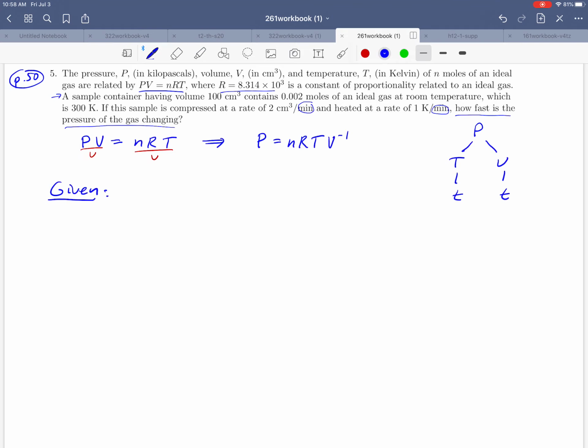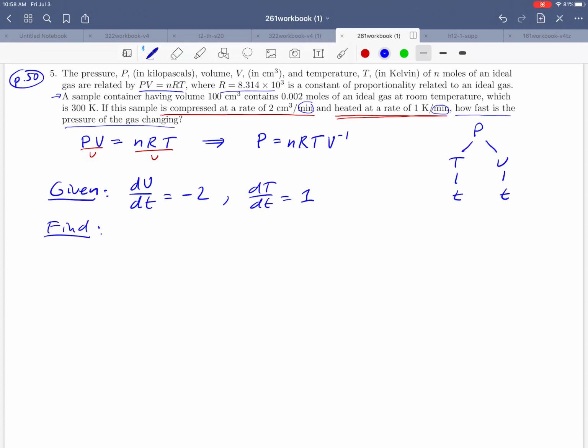All right, so let's take a minute just to write down what we're given here. Okay, and I'm looking kind of at the last sentence up here. So one thing they tell us is that the gas is compressed at a rate of 2 cubic centimeters per minute. Notice that that's a rate of change of volume that they're giving us. Okay, so dV/dt, the rate at which volume changes, is negative 2 because it's being compressed. That's a negative rate of change. Okay, and then another piece of information is this. It's being heated at a rate of 1 Kelvin per minute. Okay, that's a rate of change of temperature, and it's positive in this case. Okay, so we know those two things.